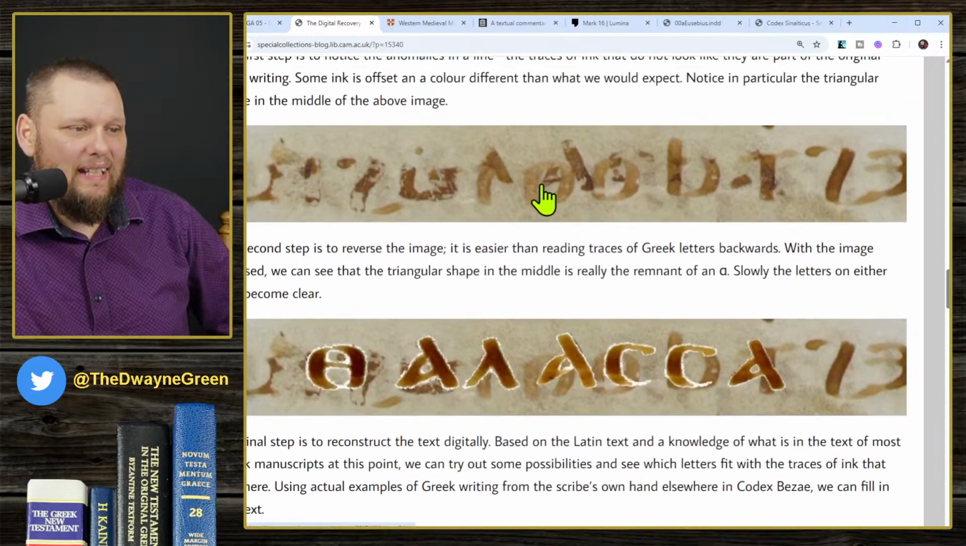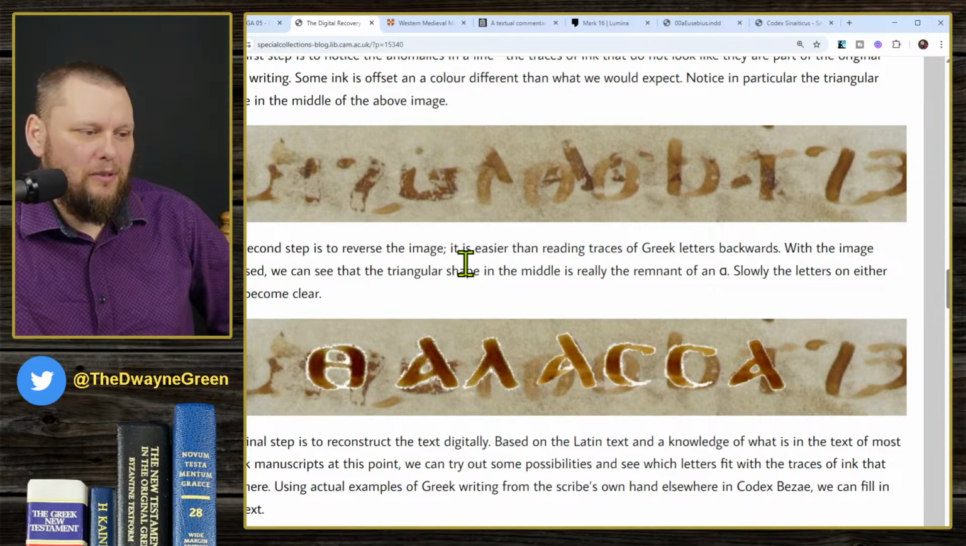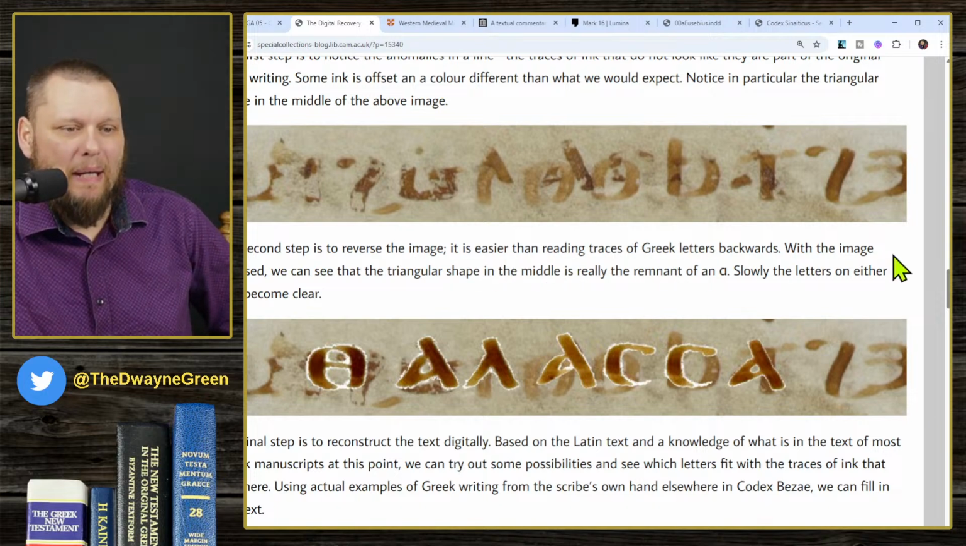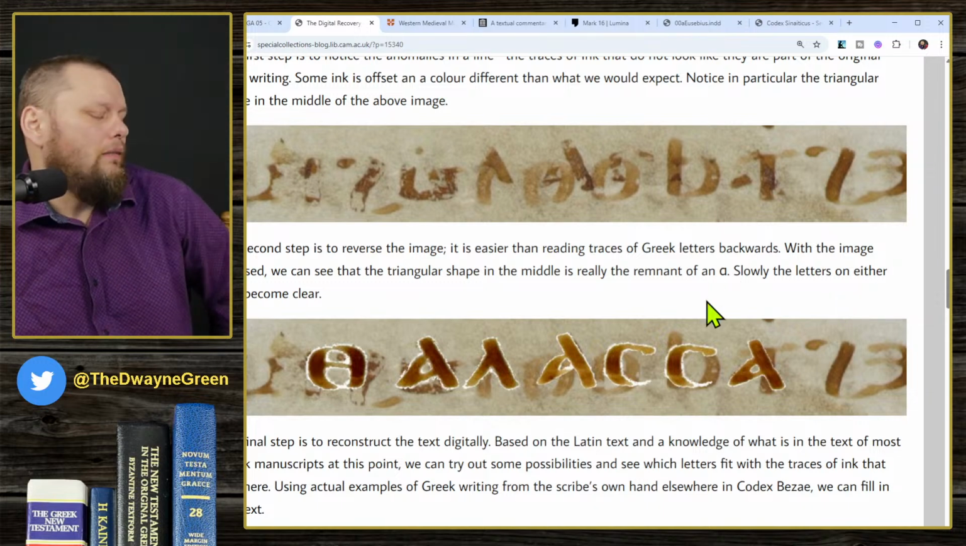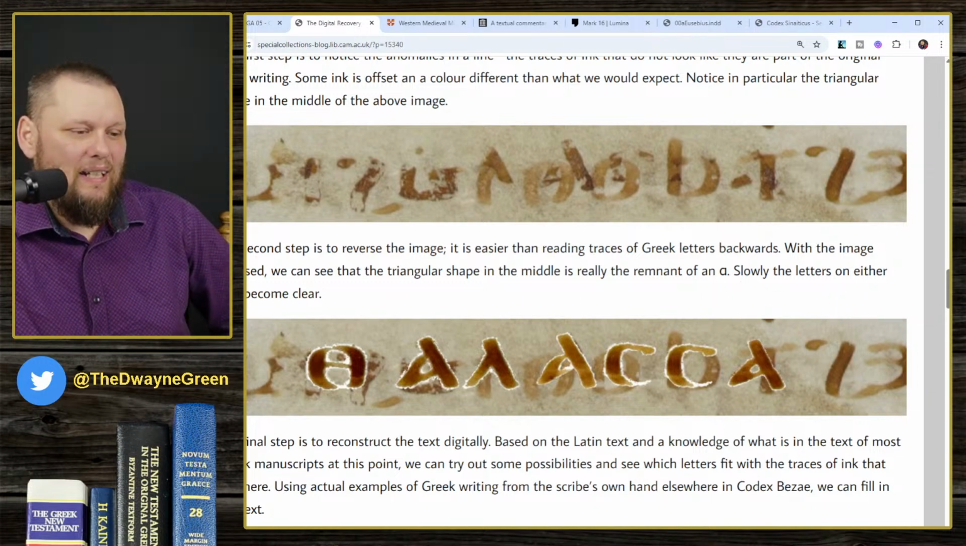Again, you can see that here. There's the alpha. So the second step is to reverse the image. You can do this in software super easily. Then reading traces of Greek letters backwards with the image reversed, we can see that the triangular shape in the middle is really the remnant of an alpha. Slowly, the letters on either side become clear.